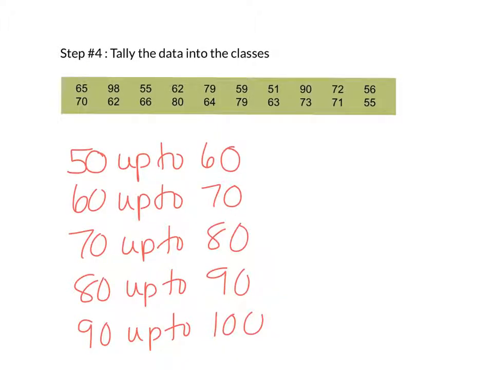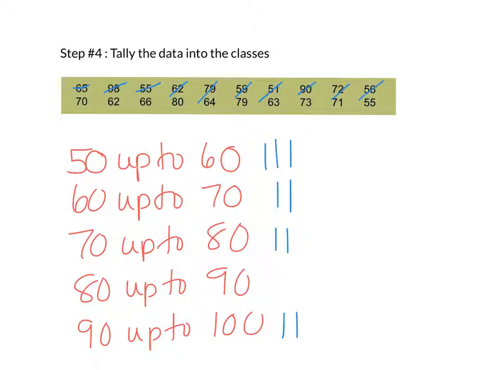Our next step is to tally the data into the classes. So these are the classes that we have created from step number 3. So now we're going to take individual pieces of data and tally them. So 65 is here, 98 is here. You'll notice that I am ticking these off as I go so that I know that I have them counted and I'm not guessing where they should go.